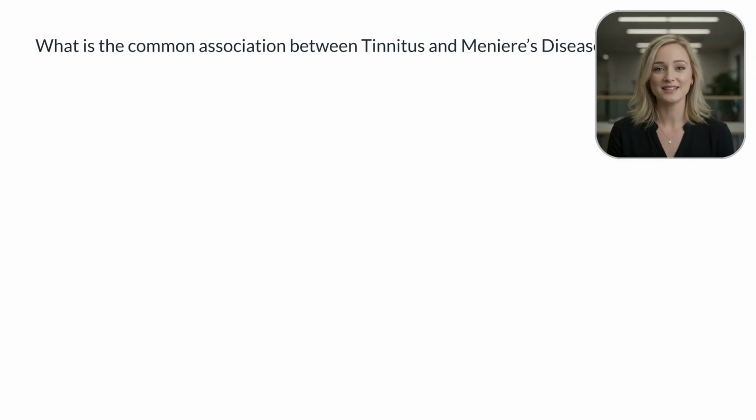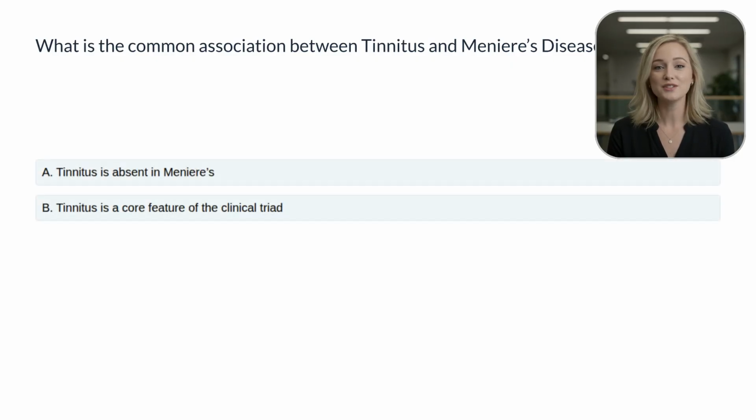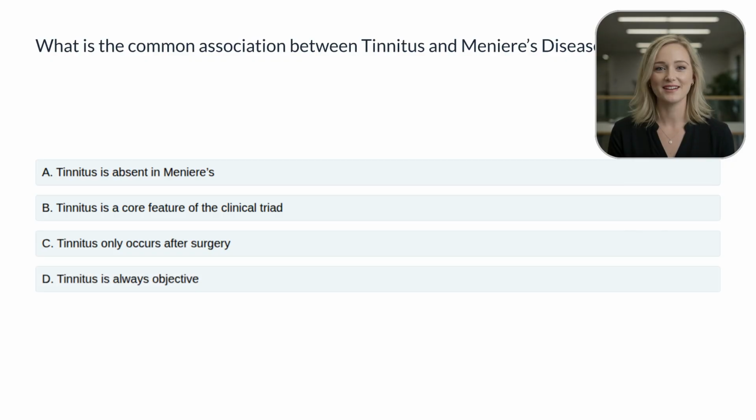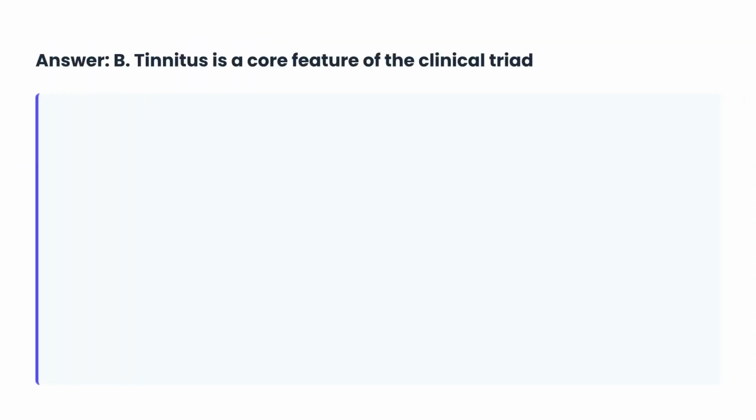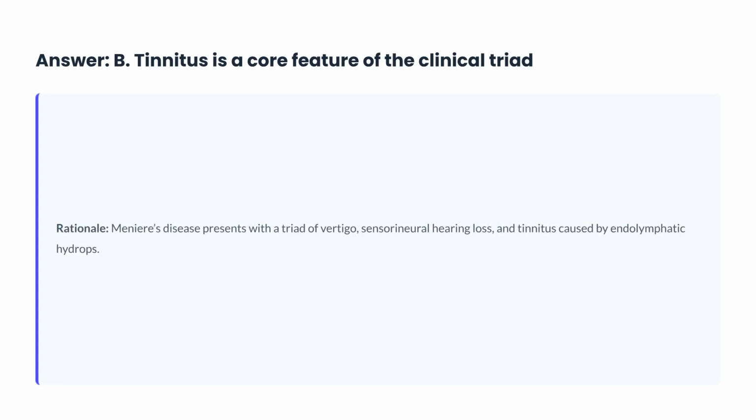What is the common association between tinnitus and Meniere's disease? A, tinnitus is absent in Meniere's. B, tinnitus is a core feature of the clinical triad. C, tinnitus only occurs after surgery. Or D, tinnitus is always objective. The answer is B, tinnitus is a core feature of the clinical triad. Meniere's disease is characterized by a triad of vertigo, sensorineural hearing loss, and tinnitus caused by endolymphatic hydrops.